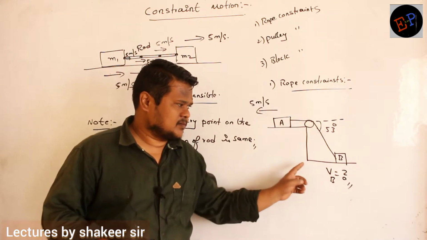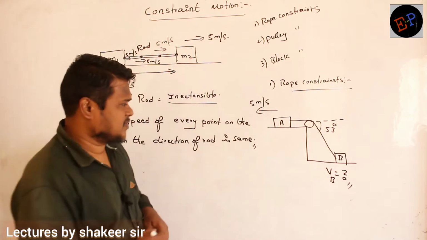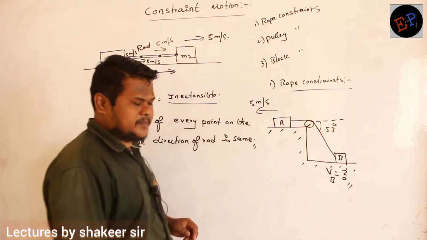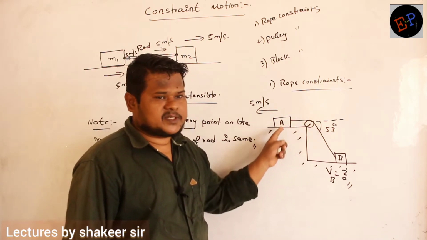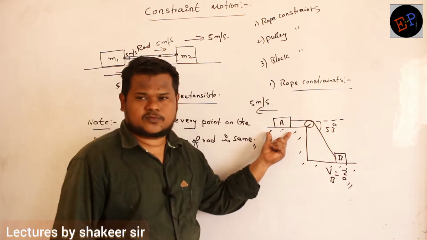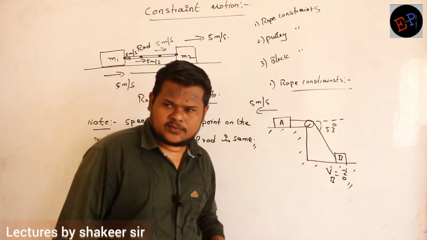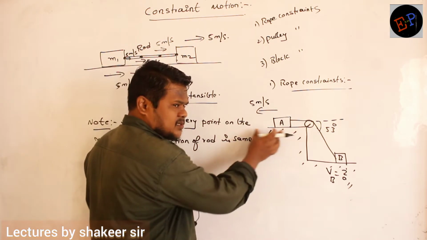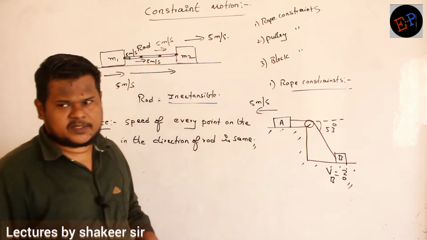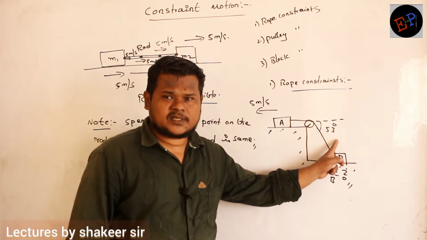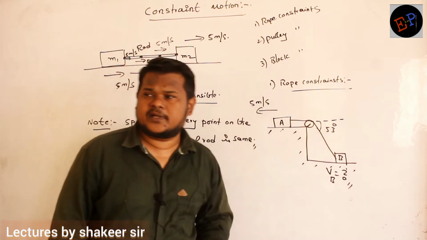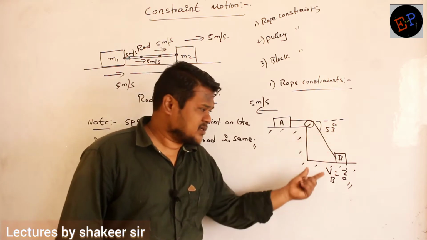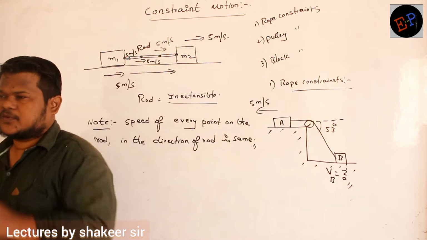So this is some surface, a table-like surface. Here we are fixing one pulley. Clear? Through the pulley a rope is passing. One end of the rope is connected to block A, another end is connected to block B. The speed of this block is 5 meters per second, and the rope is making an angle of 53 degrees with respect to the horizontal. At this condition, when this angle is present, what is the speed of this block? That is what I want to calculate.